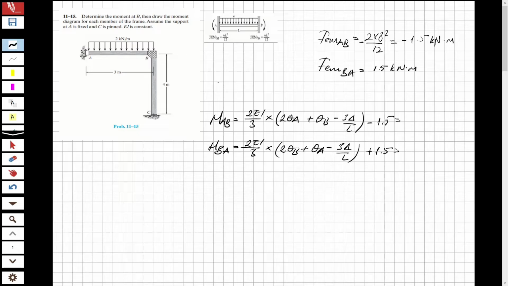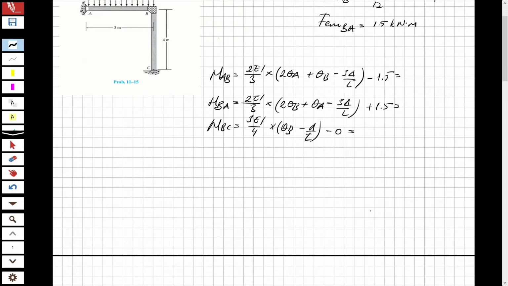plus 1.5. And moment from B to C, I'm going to use the modified formula 3EI over 4 multiplied with theta B minus delta over L and of course minus 0. And now you know the moment from C to B is also 0. I'm going to write here, don't confuse about it, 0.